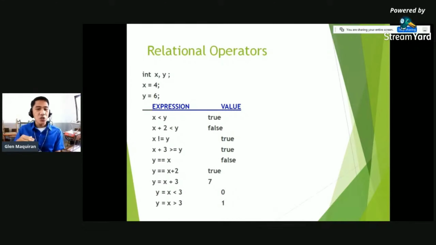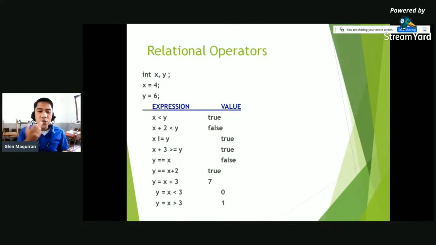This is in relation to true or false. As we declare integer variables X and Y, they accept only whole numbers. Hello po, Amori. Thank you po. X is equal to 4 as we declare, Y is equal to 6, semicolon. We have all the expressions and the values.